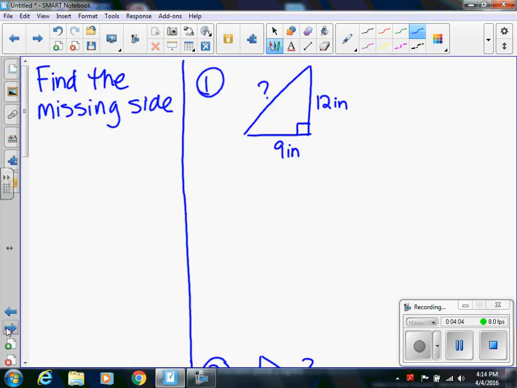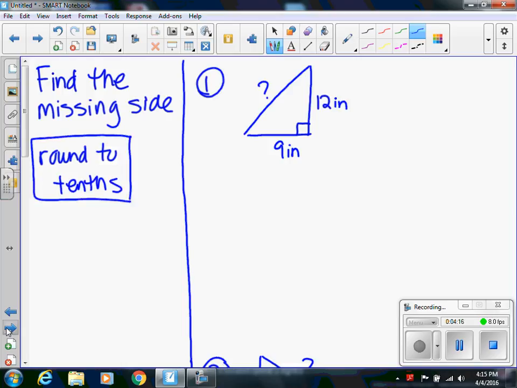All right, so the first thing we're going to do is find the missing side. On all of these, we're going to round to the nearest tenth. You can use that same rule for everything because obviously you're going to have to do some rounding with these.